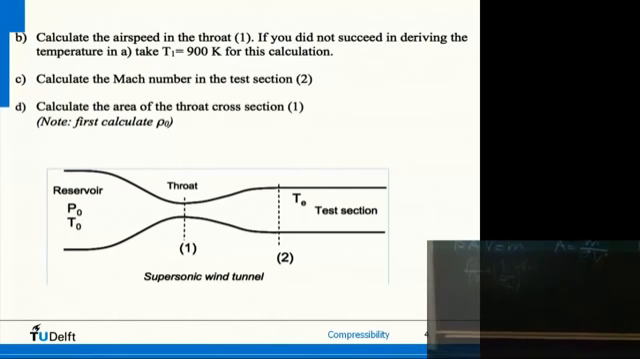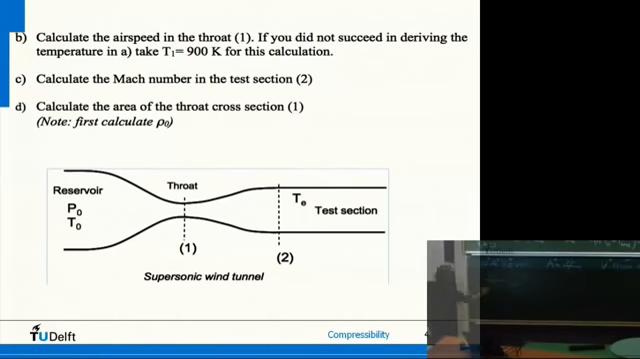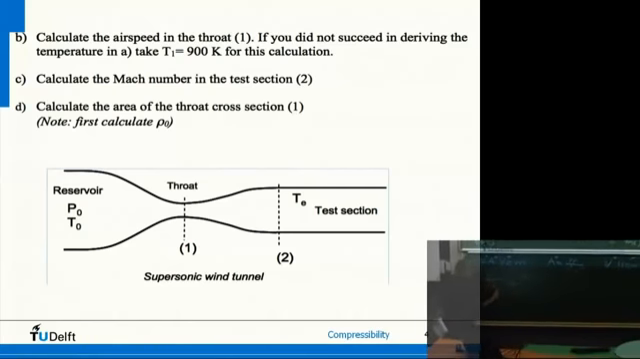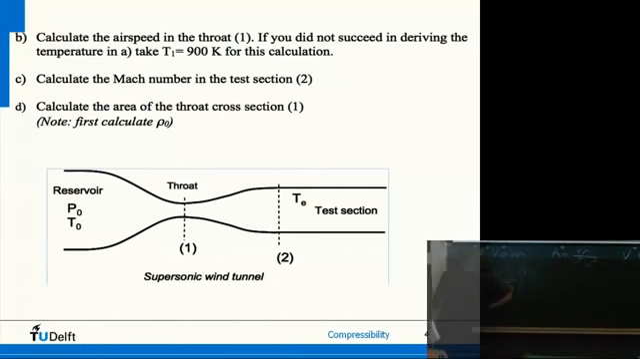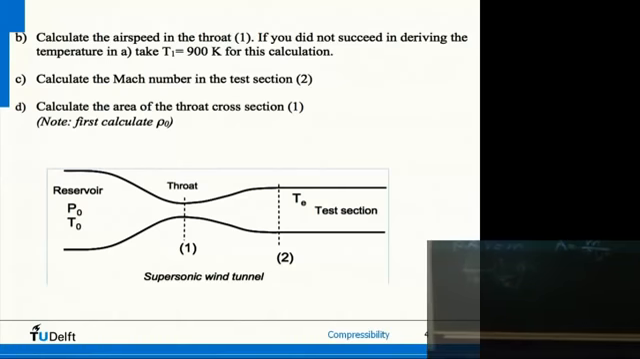Now, we have to choose point 1 and point 2. So where are we going to take it from? This is the general form of the isentropic flow relations. We're looking for something in the throat, so it probably makes sense to choose one of them in the throat, right? So let's do this one in the throat. And the other one? 0, yes, reservoir. Why do we choose the other one in the reservoir?